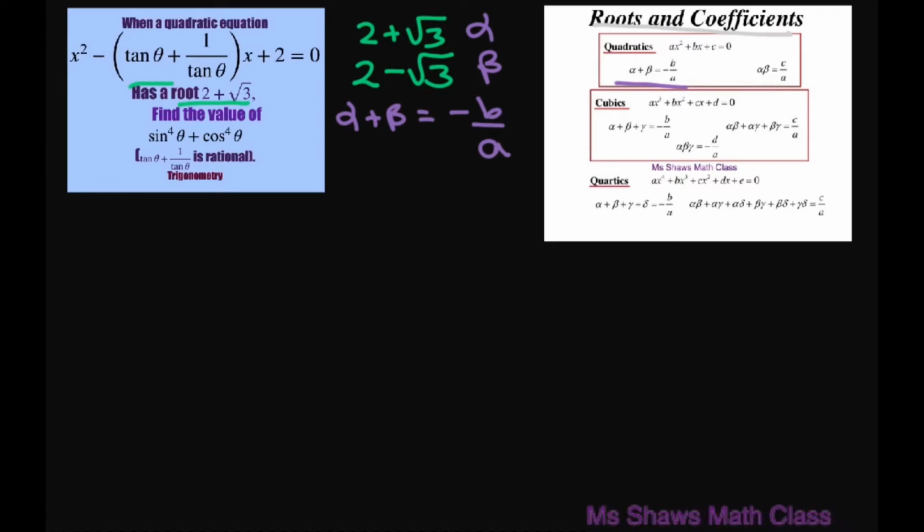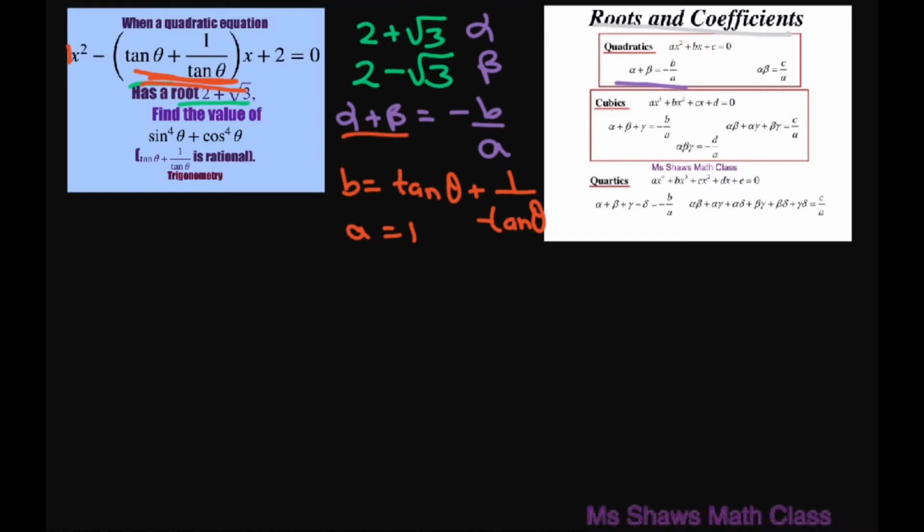So your b is going to be this. B is tan of theta plus 1 divided by tan of theta. Your a just equals 1. That's the coefficient in front of the x squared. This is the coefficient in front of the x. So let's look at that. We're going to do alpha plus beta.